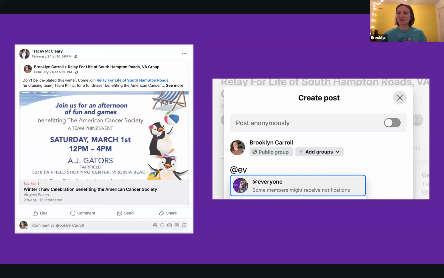Facebook does have limitations on this, so don't abuse it. Mainly use it for more important things. But you can also do this within Facebook events as well, and you can do that once a day within Facebook events. So make sure you tag everyone if you have something important to say. Great. Next slide.